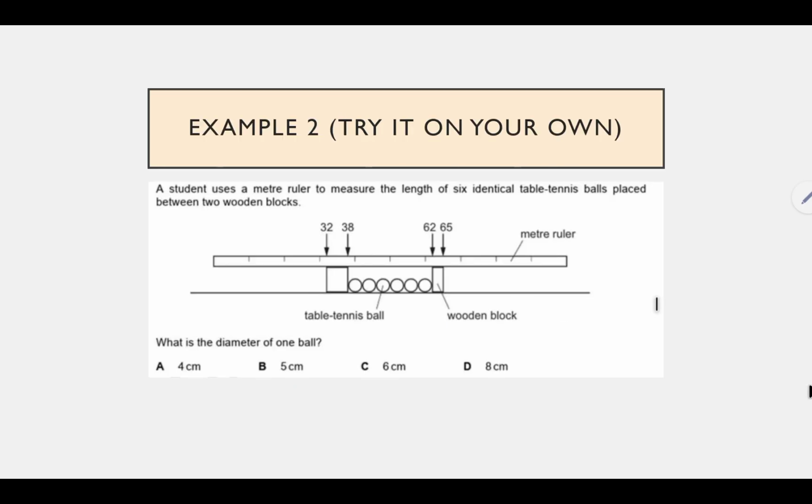Here's another example. A student uses a meter rule to measure the length of 6 identical table tennis balls placed between 2 wooden blocks. What's the diameter of one ball? Of course, when I want to measure, I will not measure anything related to the blocks. I'll measure where the identical table tennis balls start, which is at 38, and stop, which is at 62. Now, the difference between those values, I'll do 62 minus 38, which is 24 centimeters. Now they want us to measure the diameter of one ball only. I have 6 of them, so 24 divided by 6 is going to give me 4 centimeters.